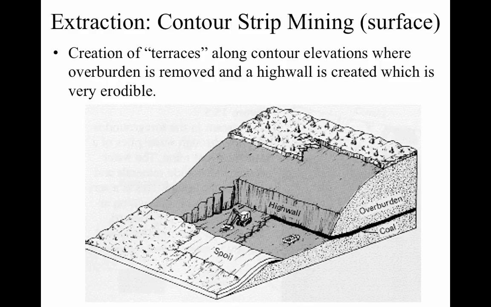So this contour strip mining, they know that the coal is buried underneath the mountain, and the way that they choose to extract it is to remove a lot of the earth above it, but to do so in steps so that the mountain doesn't come crashing down on top of you. And they remove the overburden, and this high wall that's created is very susceptible to erosion.